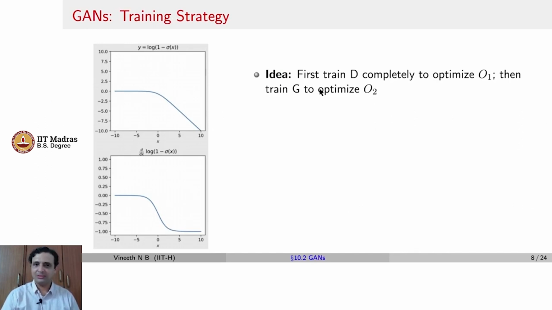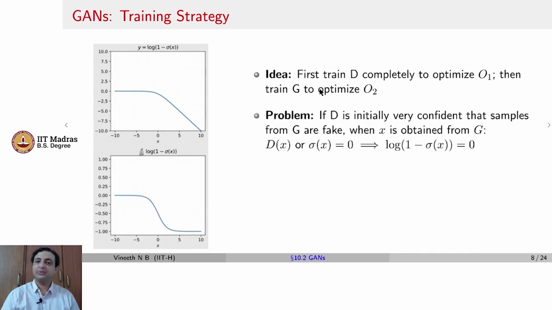Does that have any problems? Let's try to think this through. If D is initially very confident, which means you have trained an excellent discriminator or a classifier, then it would be able to say that any sample that comes from G is a fake.